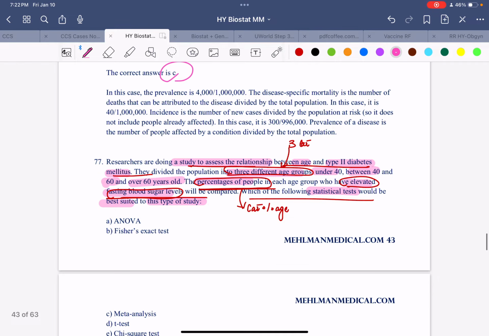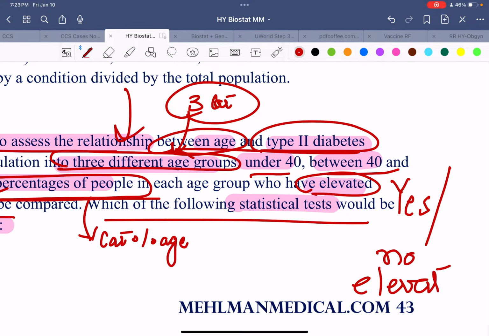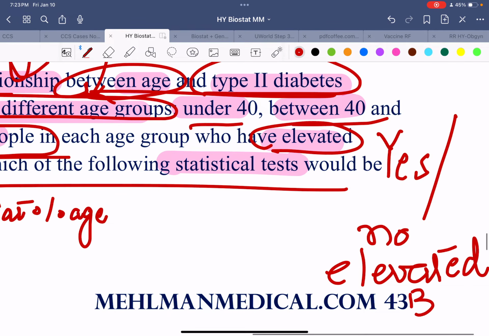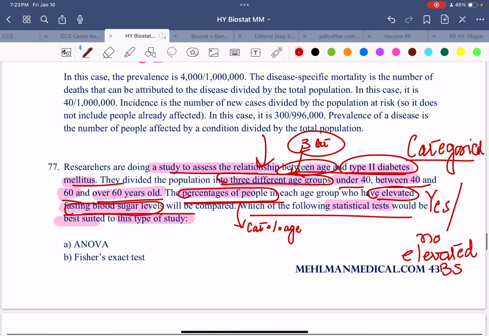Question 77. Researchers are doing a study to assess the relationship between age and type 2 diabetes. They divide the population into 3 different groups. So remember, we have 3 groups: under 40, between 40 and 60, and over 60. The percentage of people in each group who have elevated fasting blood sugar levels will be compared. So we have 3 categorical groups, and in the 3 categorical groups, we are evaluating the answer of yes or no elevated blood sugars, right? So the answer would be whether this person has diabetes or doesn't have diabetes. So this is basically categorical data, which is yes or no data, in which we either have a yes or a no.